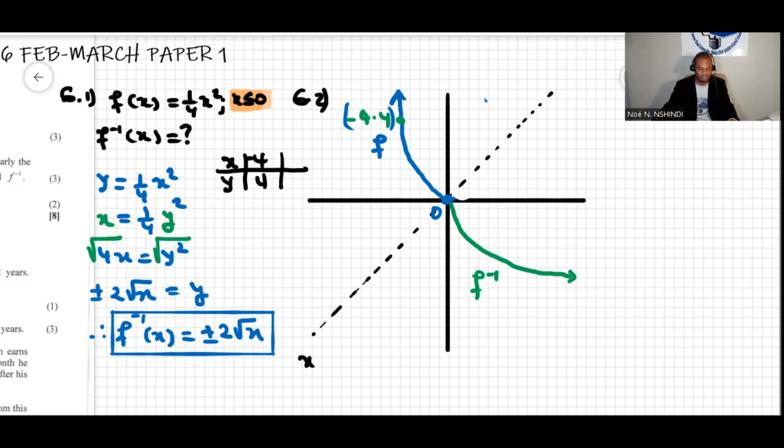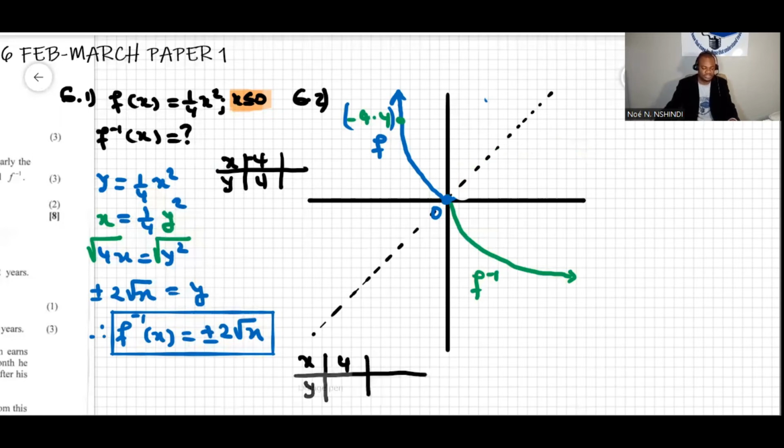Over here, I can just take my point plotting technique. If x has the value of 4, for instance, normally my graph was supposed to be like this, but we said here the function is not full. We only take the negative part, so the inverse also we can only consider the negative part, so we cannot take this other arm.